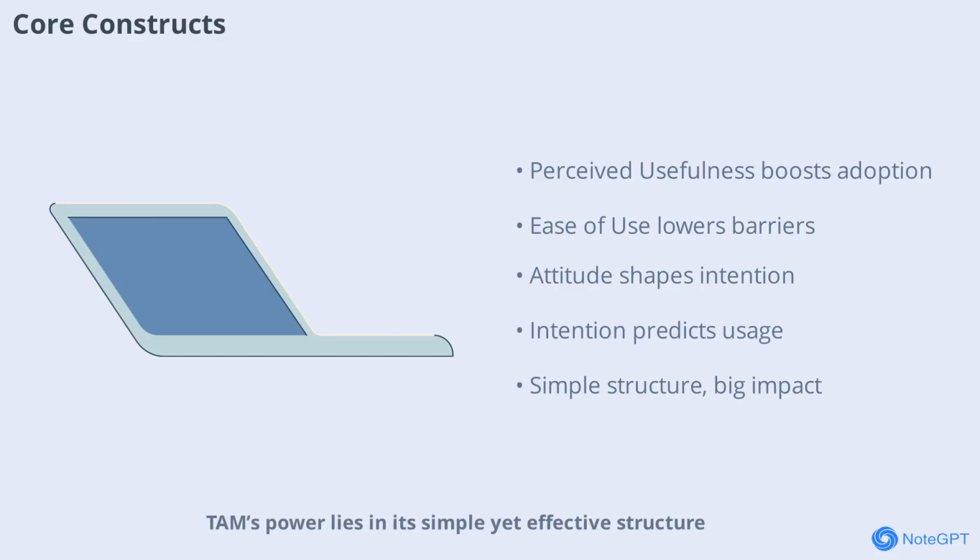TAM's power lies in its simple yet effective structure. The model identifies 5 key variables, but 2 stand out: perceived usefulness (PU) and perceived ease of use (PEOU). PU is about whether users believe a system will help them perform better at work or in daily life. PEOU, on the other hand, is about how effortless the system feels to use. These beliefs shape a user's attitude toward the technology, which then influences their intention to use it, and ultimately, their actual usage. The easier and more useful a system feels, the more likely people are to adopt it.